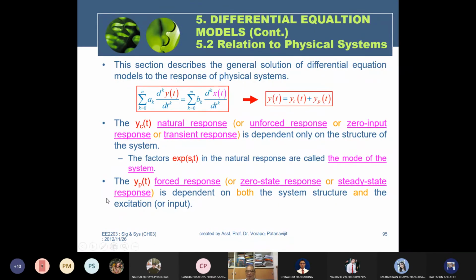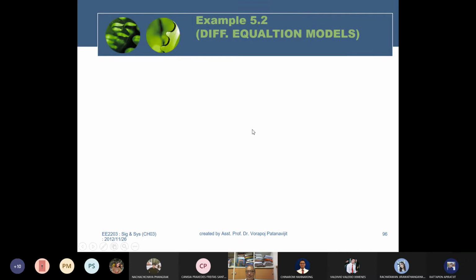If the input is a sine wave, the output will be in a sine shape too. If the input is an exponential shape, the output will be in an exponential shape, but the signal may be amplified or attenuated, or changed in frequency, expanded or compressed depending on the time scaling. But it must be in the same shape.